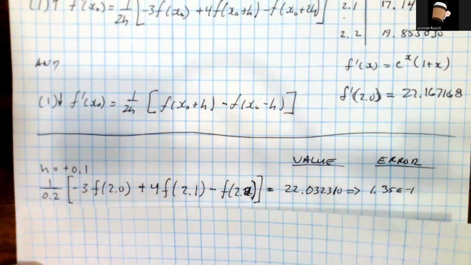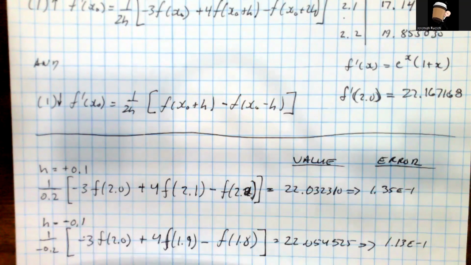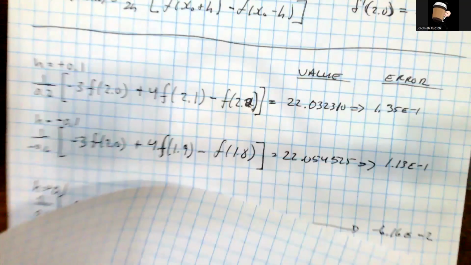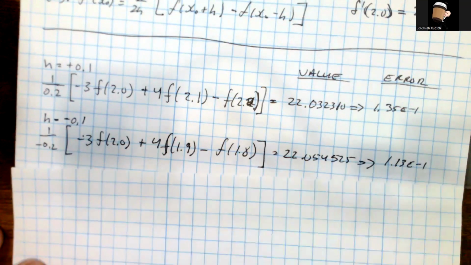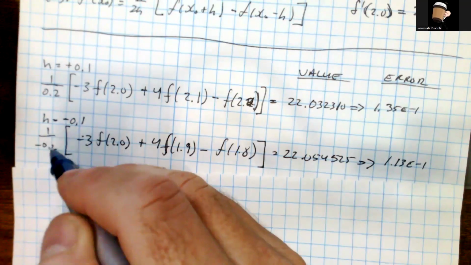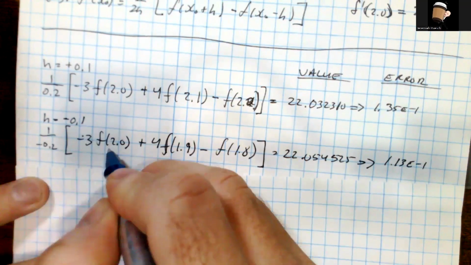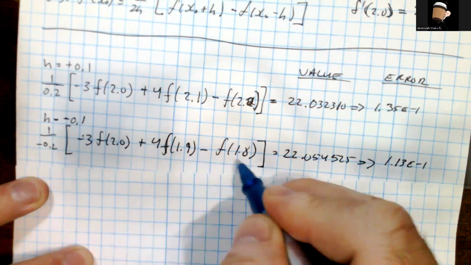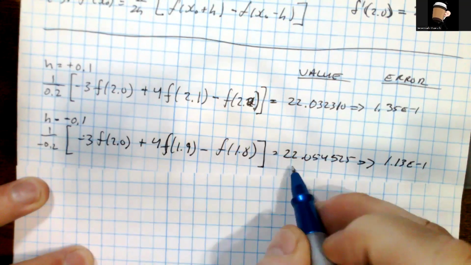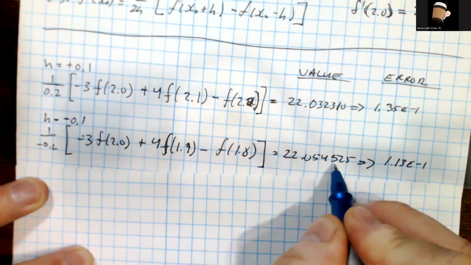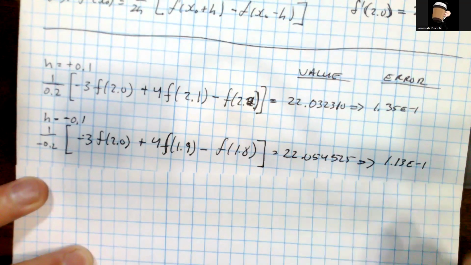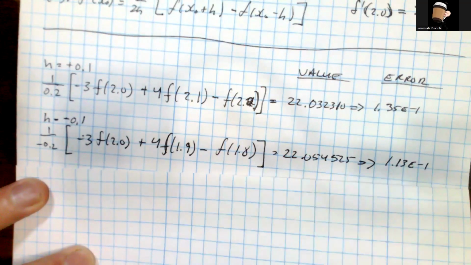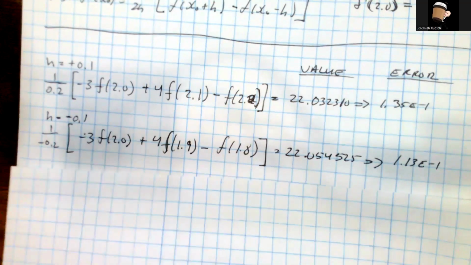Okay. If I plug in here the value of h equal to -1, so this is the backwards difference, you get 1 over negative 0.2, and our nodes are 2, 1.9, and 1.8. And this gives us a value of 22.054525. And that gives us an error of about 11%. Okay, those are pretty large errors given the values.